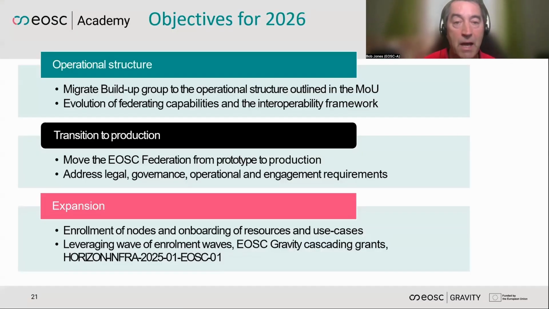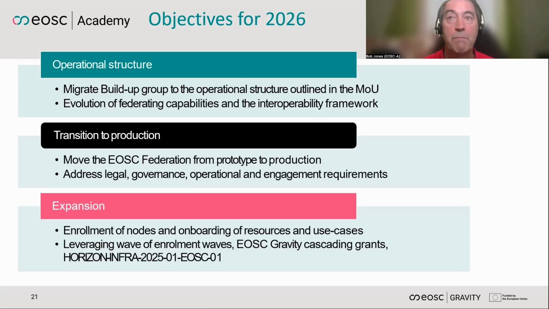Well, there were 3 main objectives agreed with the tripartite for what we want to achieve with the Federation during this year. And these are basically 3 main parts: looking at the operational structure, improving that, making a transition towards production, and also looking at the expansion beyond its first wave nodes and the contributions made there. So those were the 3 headline objectives for 2026.